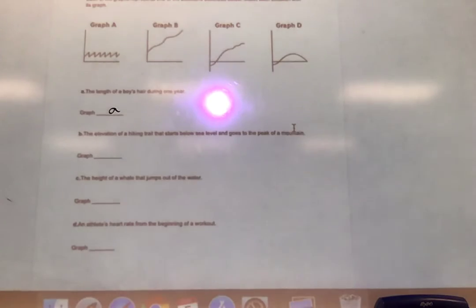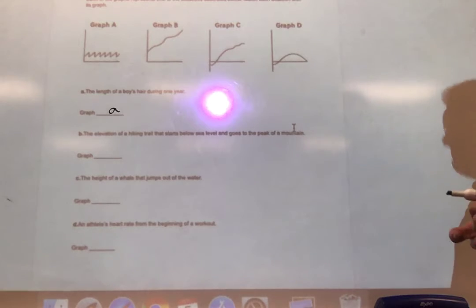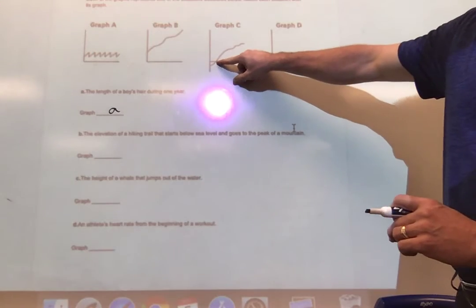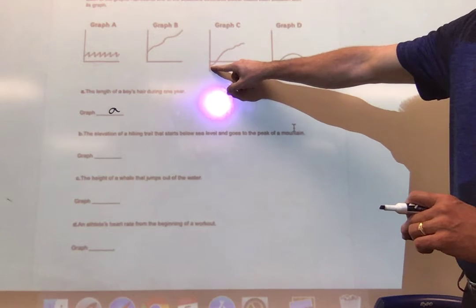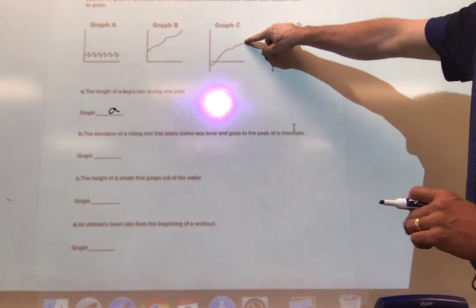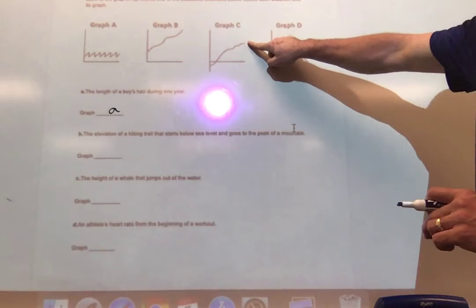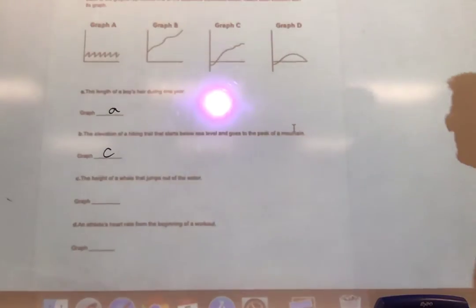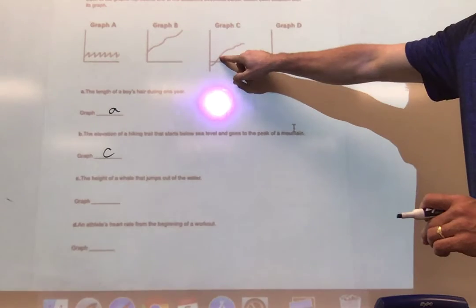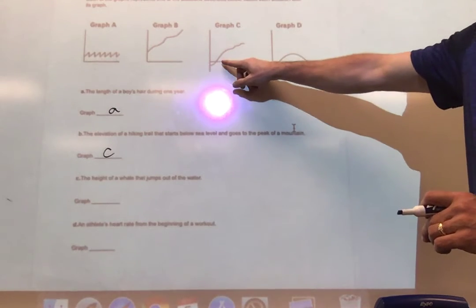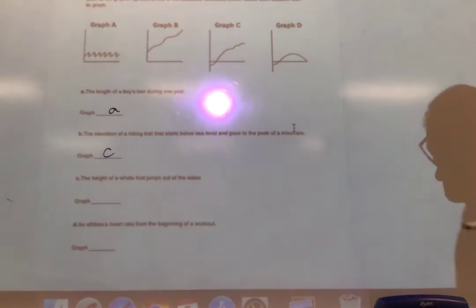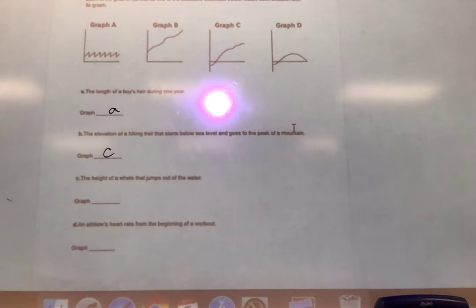Next, the elevation of a hiking trail that starts below sea level and goes to the peak of a mountain. Graph C sticks out for me because it starts below sea level, below this line here, and then it keeps going up to the peak, gets up to the top, and that looks like where it stops. So graph C matches that situation. And notice it doesn't go up at the same rate, because we know on a mountain it's not the same rate of increase all the time. It kind of flattens sometimes, and sometimes it's a little steeper, so that would make sense.